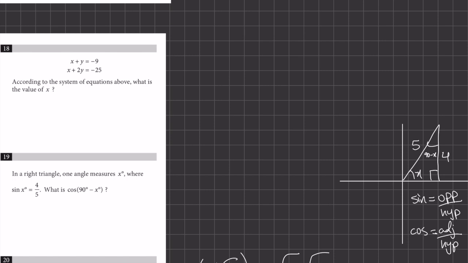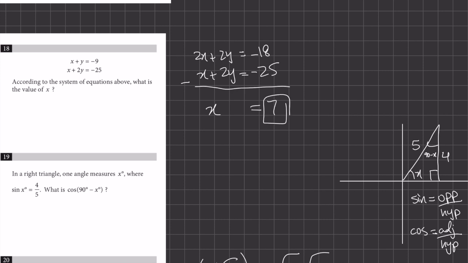Question 18 can be solved using elimination. Since we need to find x, then we eliminate y. So we multiply the first equation by 2 and then subtract them. This gives us x equals 7.